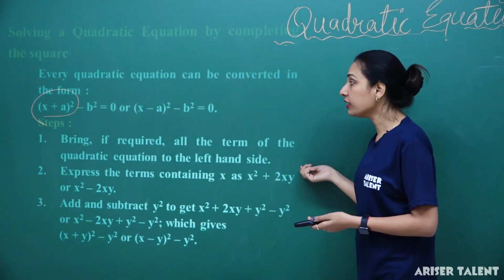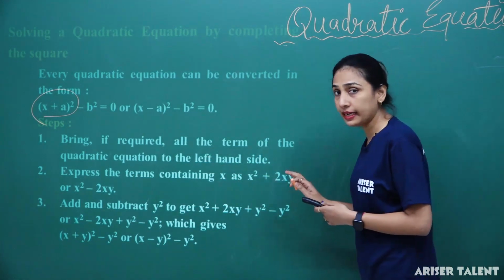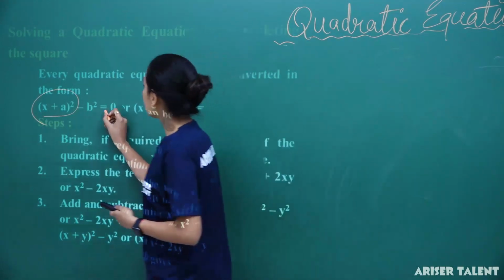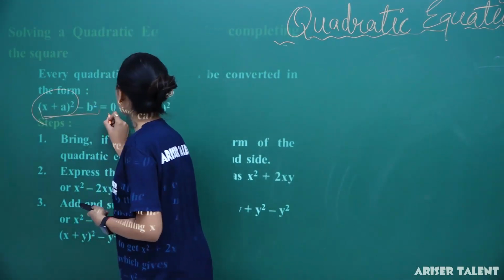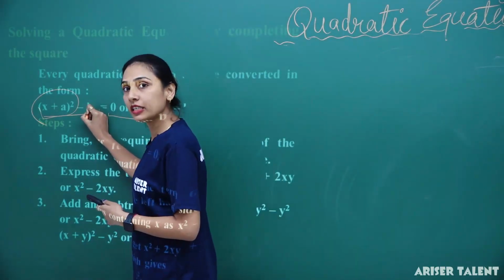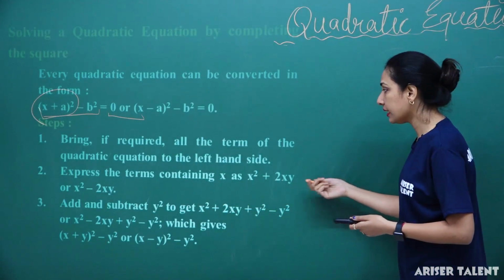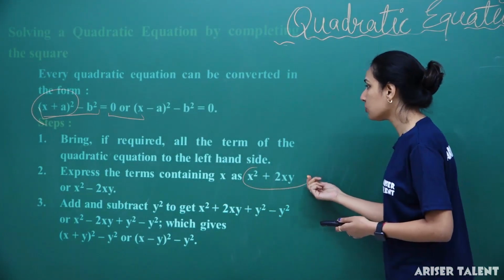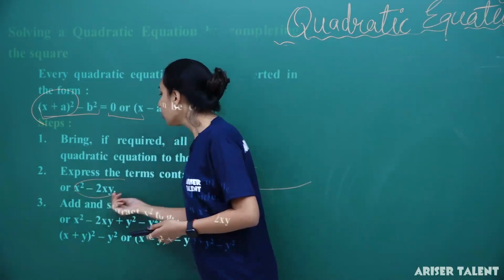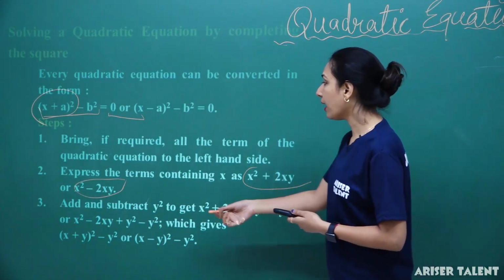So the steps involved: bring, if required, all the terms of the quadratic equation to the left hand side. If some terms are written on this side and some terms on this side other than 0, then you have to put all the terms on this side and equate it to 0. Then, for the term containing x, such as x square plus 2xy or x square minus 2xy, to complete the square, add and subtract y square.